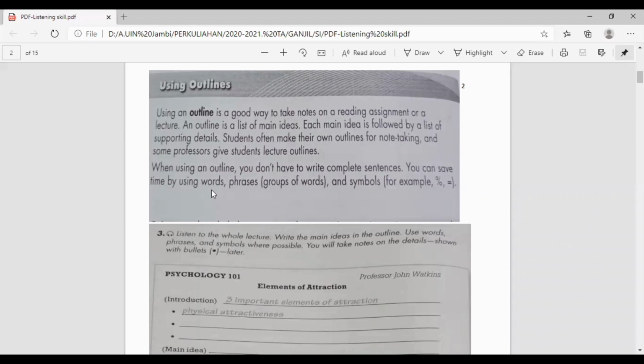So guys, when using an outline, you don't have to write complete sentences. Remember that. You can save time by using words, phrases, groups of words, and even symbols. For example, percent or equal. You don't have to write the word percent, you just need to write the symbol of percent. That's how to write outlines.